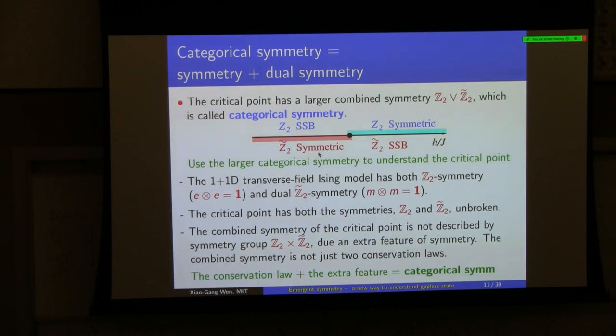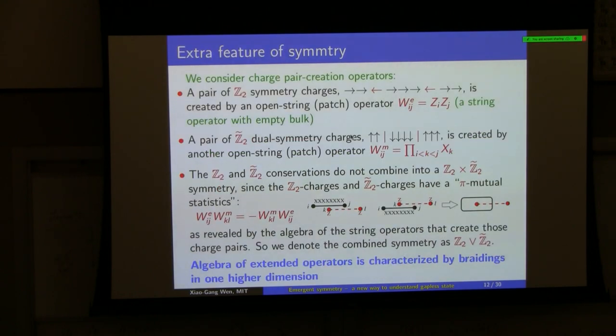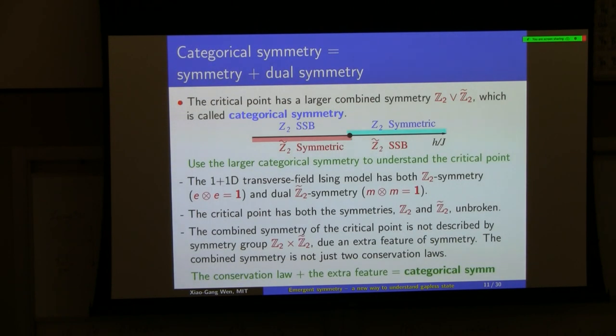But the really interesting thing is that at the critical point, we have both symmetry. So actually the critical point between two phases is characterized by the presence of both symmetry and dual symmetry together, simultaneously. And so in that sense, maybe the simultaneous presence of symmetry and dual symmetry at a critical point is an important feature of a critical point. We try to emphasize that, and using that, try to see the gapless states as emergent symmetry, et cetera.